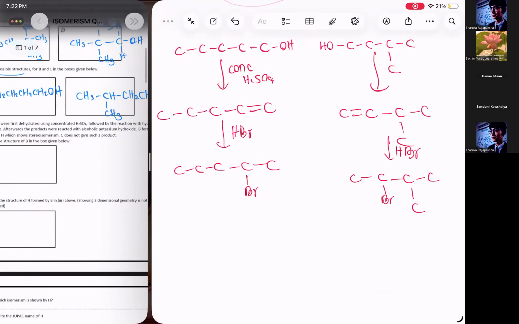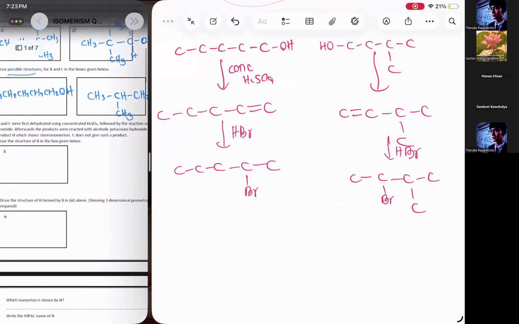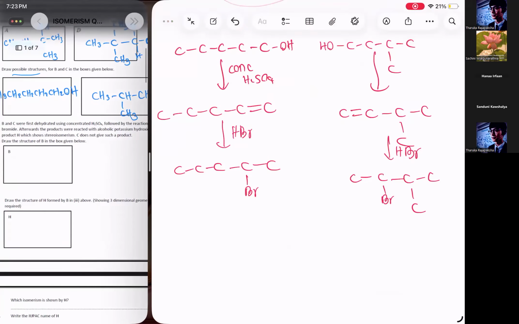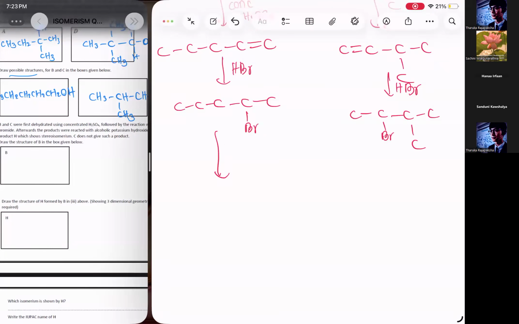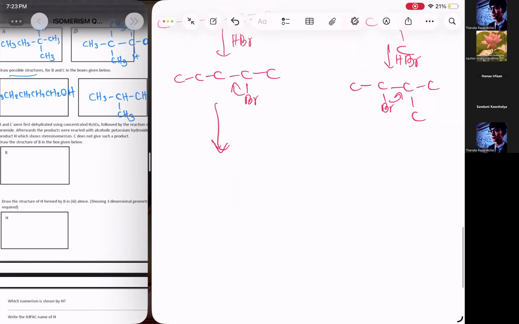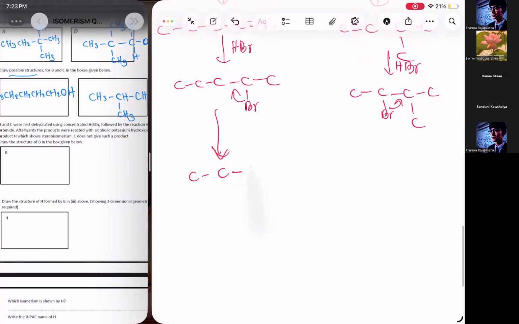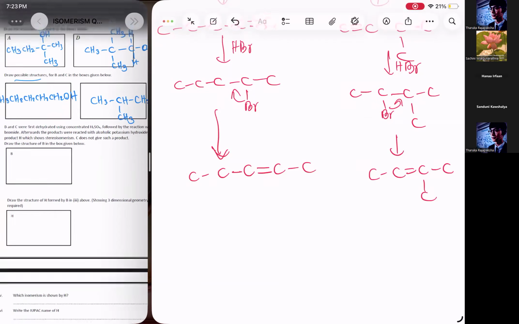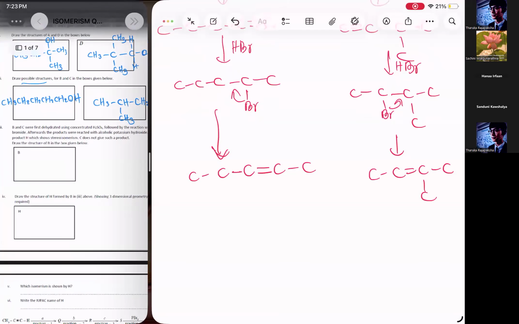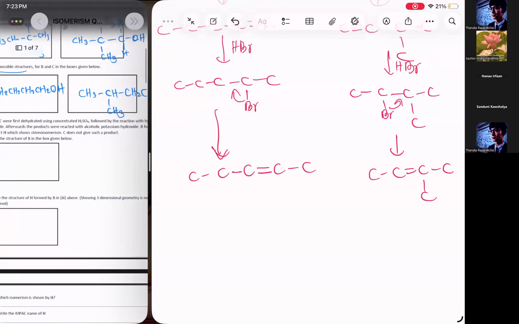Afterwards, the products were reacted with alcoholic potassium hydroxide. Alcoholic KOH can have the formation of what? An alkene again. And the bond will form to the innermost site. So C double bond C. Here C double bond C. There you go. And then B forms a product H, which shows stereoisomerism.